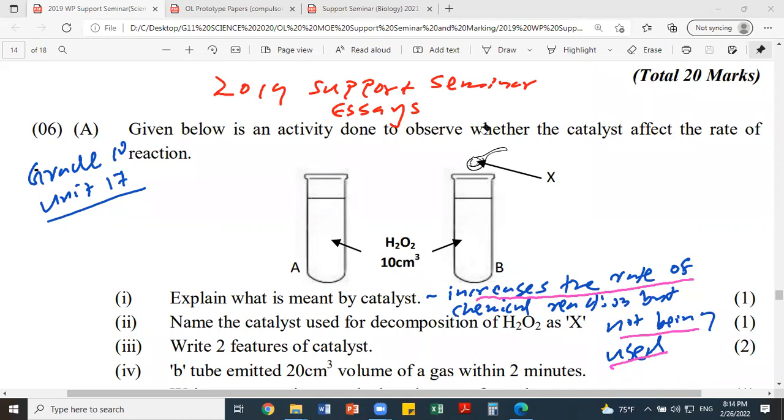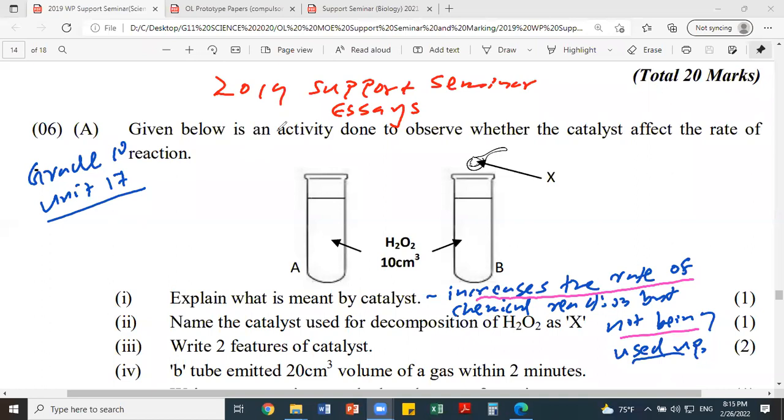That means if you use 5 grams of catalyst, at the end of the reaction the same amount is left, not utilized or not getting used up during the reaction. You can write substances that increase the rate of chemical reaction but not used up. These are the two keywords. Even if you write 2 sentences or a complete paragraph, if you don't include increases the rate of reaction and not getting used up, you will not get marks, right?